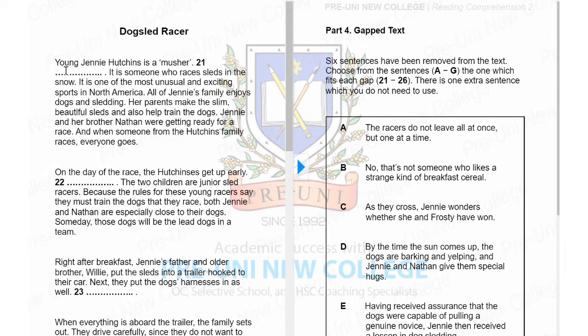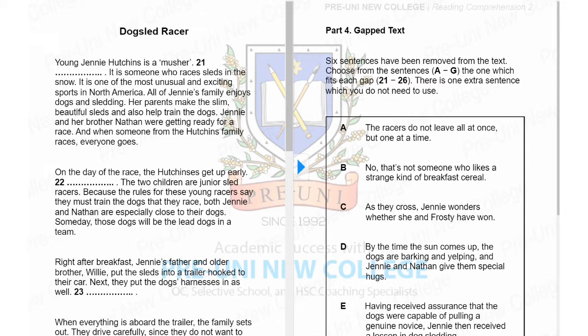So reading the first paragraph, it says, "Young Jenny Hutchins is a musher. Blank. It is someone who races sleds in the snow. It is one of the most unusual and exciting sports in North America. All of Jenny's family enjoys dogs and sledding. Her parents make the slim, beautiful sleds and also help to train the dogs. Jenny and her brother Nathan were getting ready for a race, and when someone from the Hutchins family races, everyone goes."